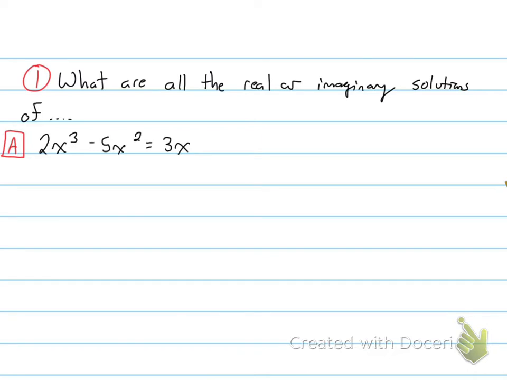If I'm solving any of these problems, what I'm going to want to do first is get everything onto one side, or to have everything equal to 0. So here I'm going to move that 3x over. Now I'm left with this equation.